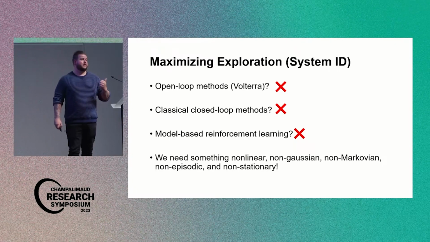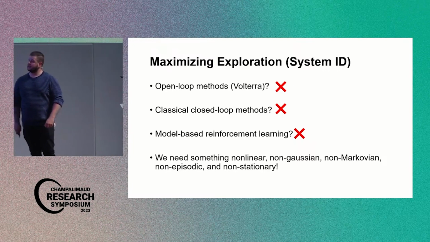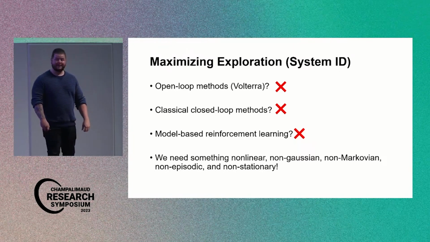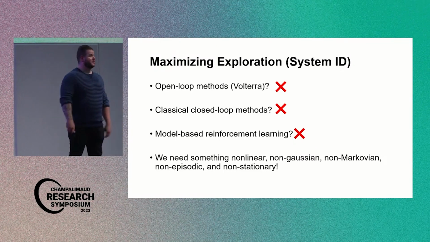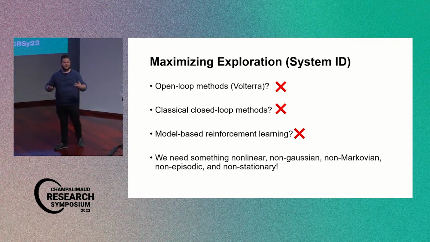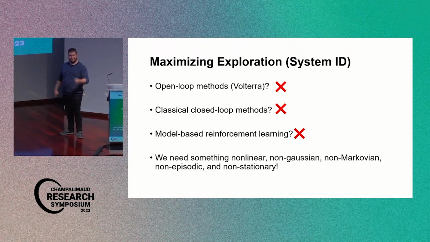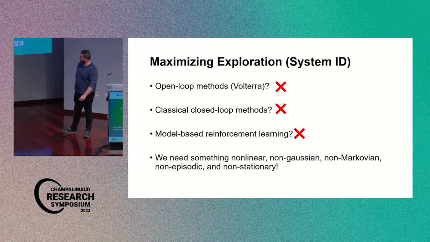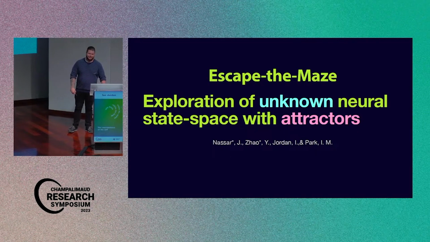We need something nonlinear to account for the neural dynamics, also non-Gaussian for that reason. Non-Markovian to deal with exploration, non-episodic because we have to do this in one shot, and non-stationary because we have this multitude of different attractors that exist. As a result, we need to account for all these different statistical anomalies in the projected neural recording that we get from the low-dimensional latent dynamics. So that being said, this is our contribution for this problem.